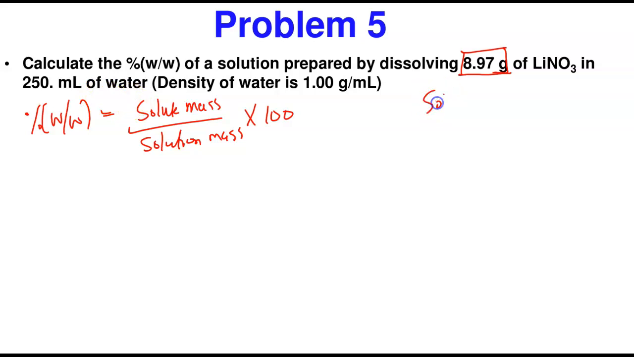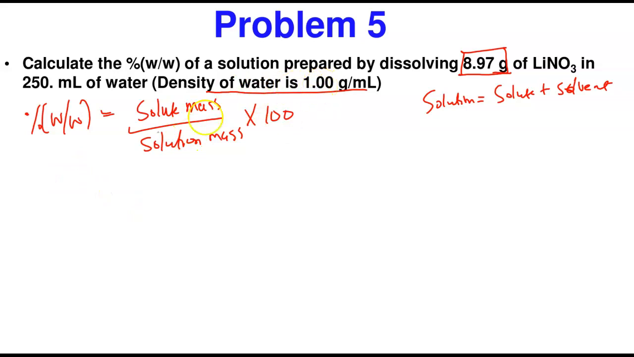But remember that solution is solute plus solvent, so we have to add it together. We have our solute, but with this one, we have it in mils. What do we do? We have the density of water, so we can convert these mils to mass of water. Let's do that.